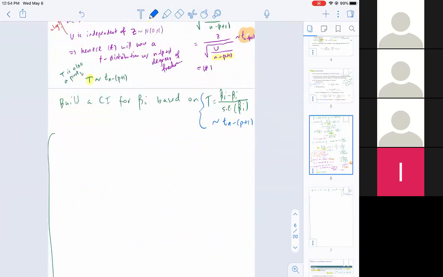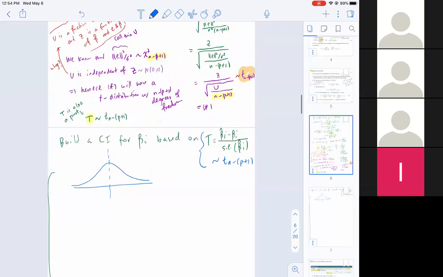Okay, now what I would like to do is, I know the distribution of this t. This distribution is symmetric. It looks like a normal distribution, but it has heavier tails. So it looks like this. And what I would like to say is, this is going to be centered at beta I.